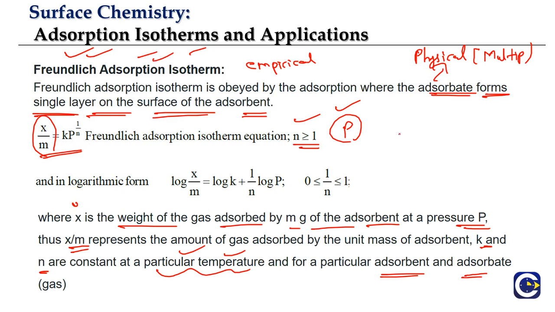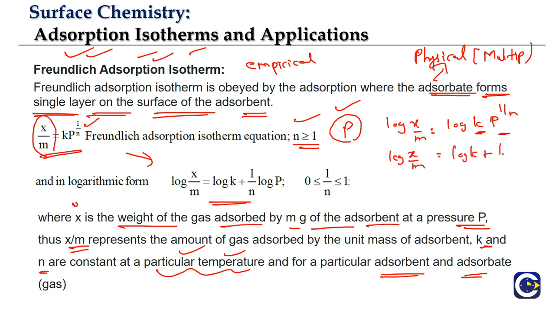This expression we can even change into the logarithmic form, which we use for doing the graphical analysis. So if you look at x by m is equal to k into p power 1 by n, we take a logarithm on both sides, and we'll have log of x by m is equal to log of k into p power 1 by n. We look at it like log of a into b, we can write it as log k plus log of p power 1 by n.